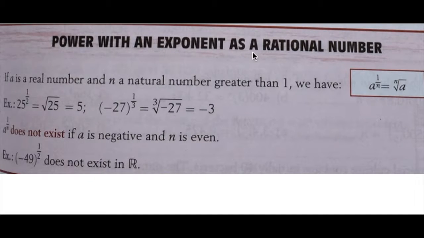Power with an exponent as a rational number. If a is a real number and n a natural number greater than 1, we have a to the 1 over n is the nth root of a.